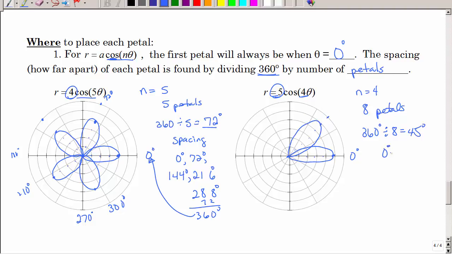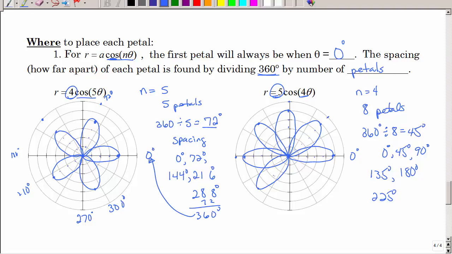Then, so we have 0, 45, add 45 is 90. Add 45, add 45, add 45, this is a lot of them, 45 again, and 45 again. And if I added 45 again, I'd get back to 360, and that kind of checks that.